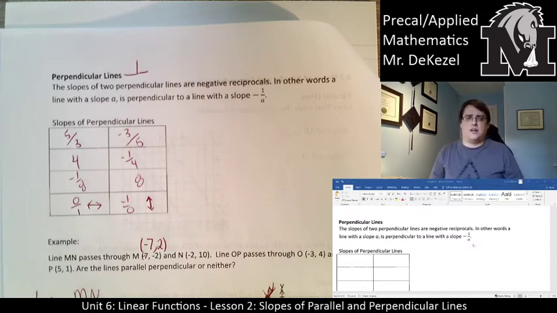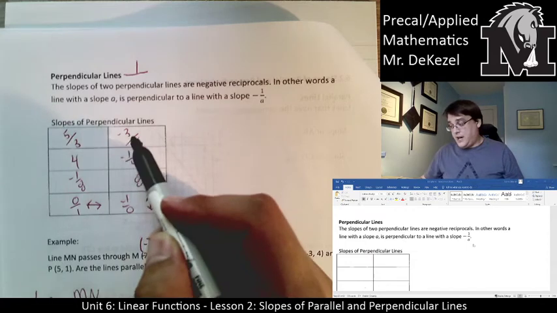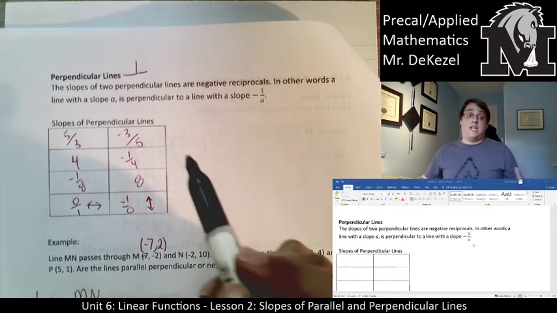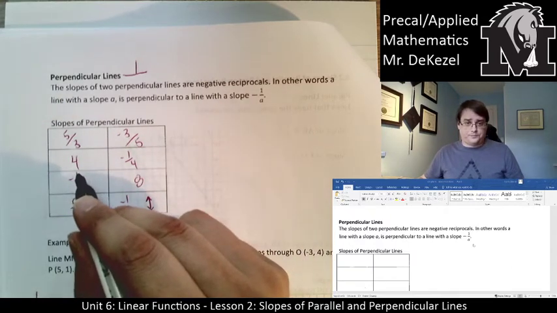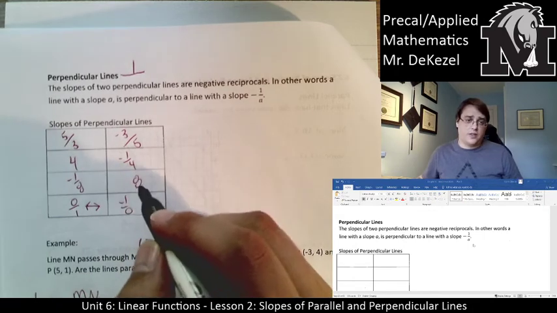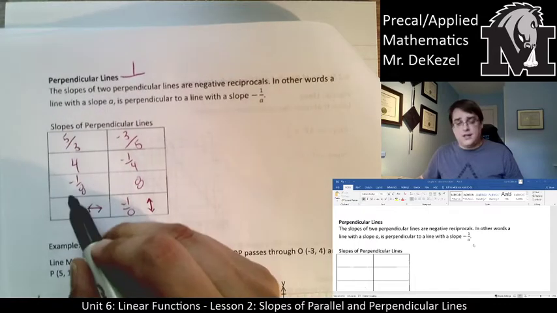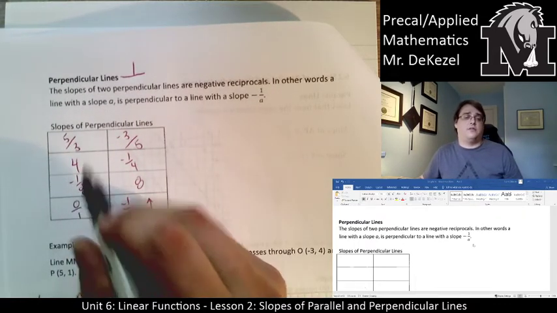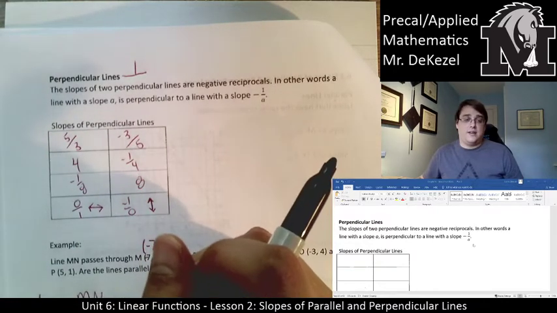Now, their slopes are negative reciprocals. So reciprocals is flipping over the fraction, as we know from our last unit. But then we have to make it negative. So if we have a slope of 5 over 3, 5 thirds, the slope of the perpendicular line would be 3 over 5 and then made negative, so negative 3 fifths. If you have a slope of 4, we are going to flip that over, so 1 over 4 and then make it negative. That's negative a quarter. If you have negative 1 over 8, you're of course going to flip it over. It just becomes 8, and then you make it positive. So that is just 8.